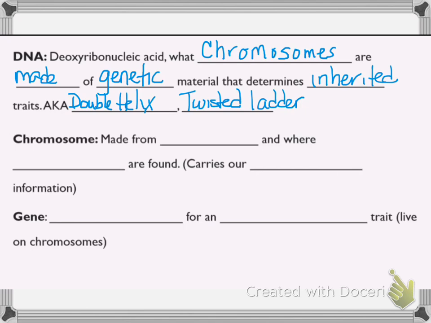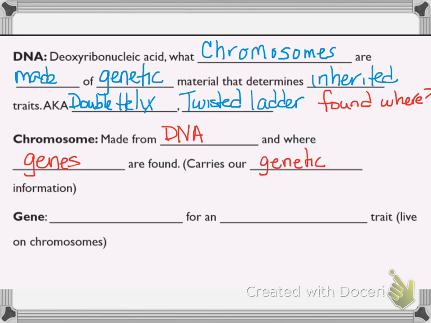Now our next term is chromosomes, and we have definitely been talking about chromosomes since the beginning of time. Oh wait, let me go back. Where is DNA found? Do we know? Well, we're going to find that out in a second, so hang tight. So chromosomes are made from DNA, and it's where genes are found. They carry our genetic information.